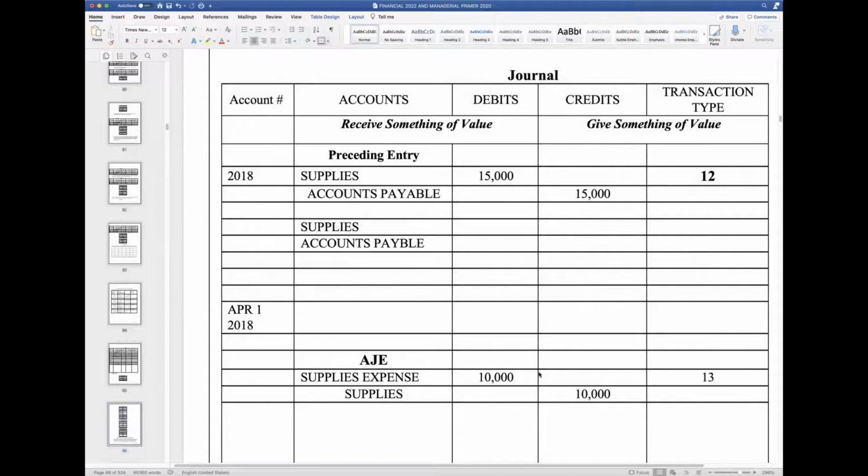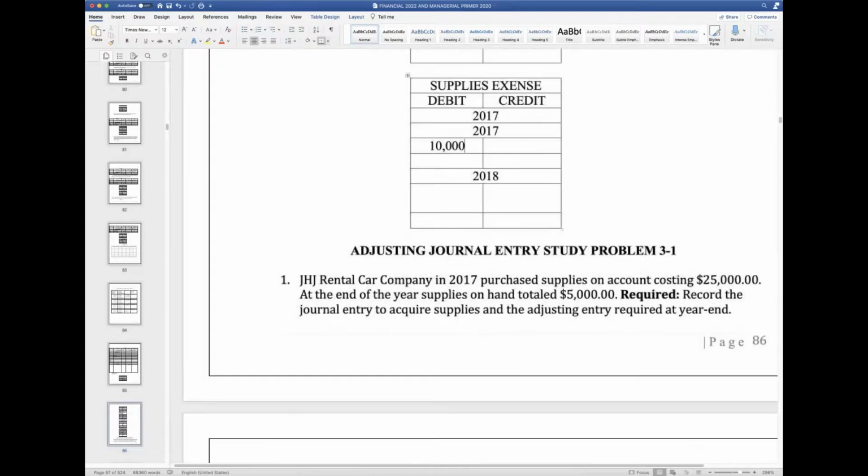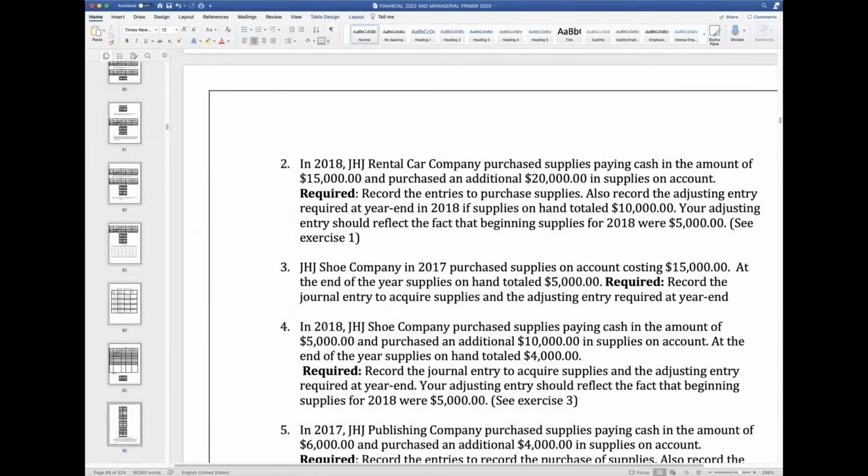Any question? All right, so let's see if the A students can go ahead and work number 4, which is a continuation of number 3.